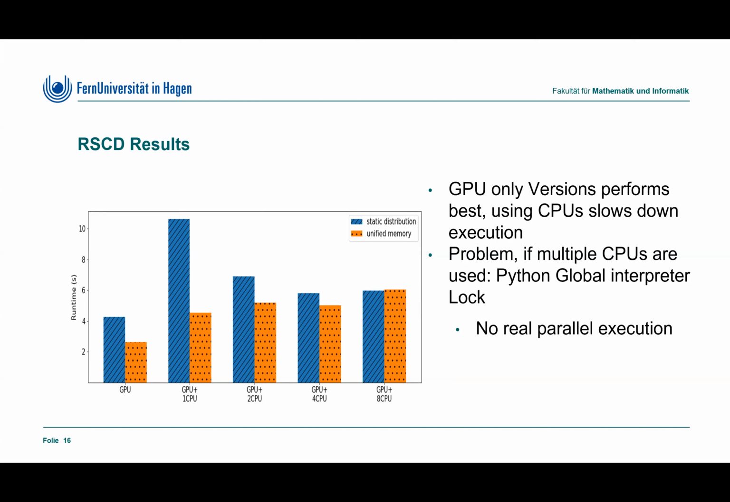Another problem is the global interpreter lock of Python. If you use tools like Numba, you can do some parallelization, but basically Python is not able to parallelize code because of the global interpreter lock. So if you use Python threads, your code is serialized internally. That's why our runtime goes up if you use more CPUs. But at least we can see that if we don't use too many CPUs, we see some benefits from this unified and this dynamic work distribution.